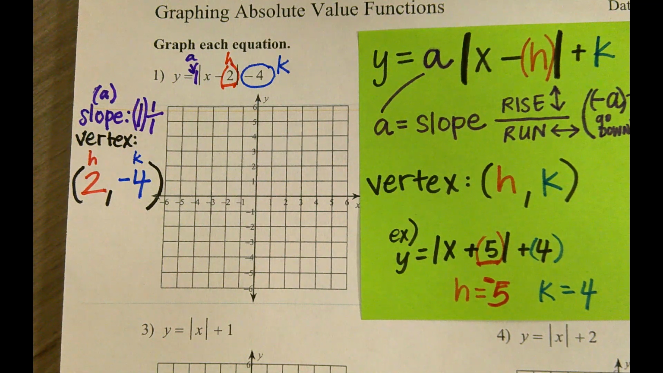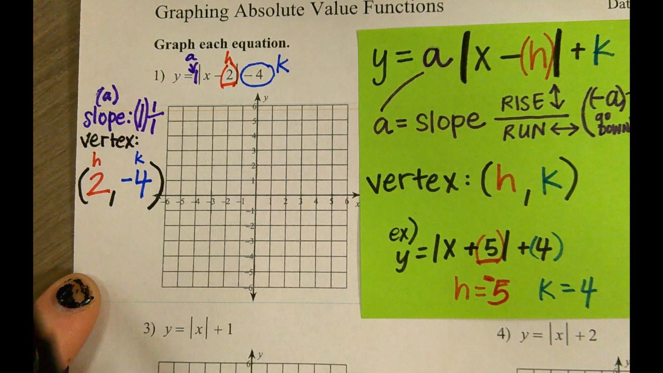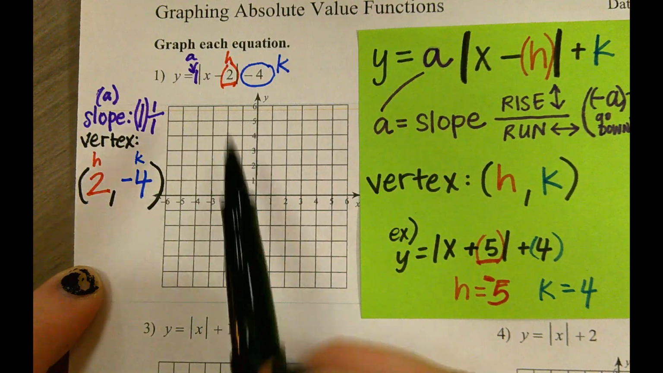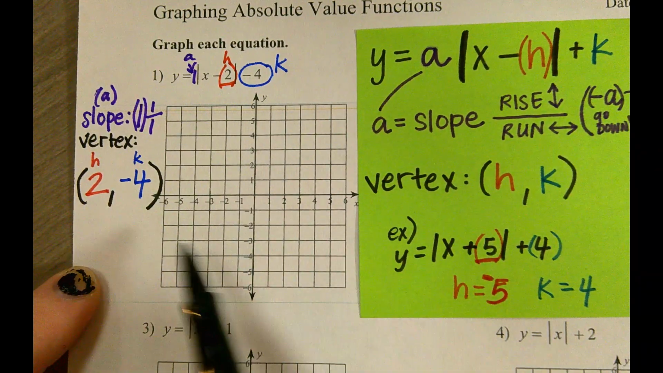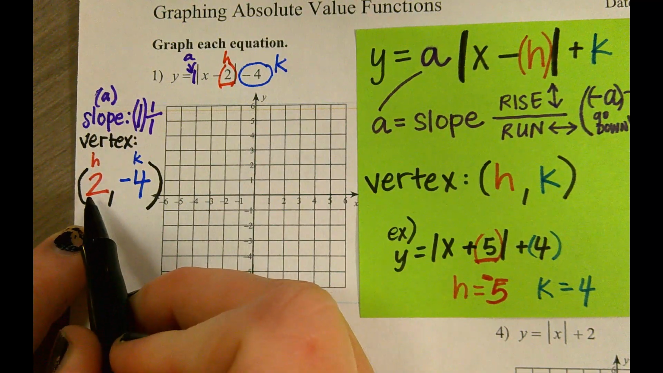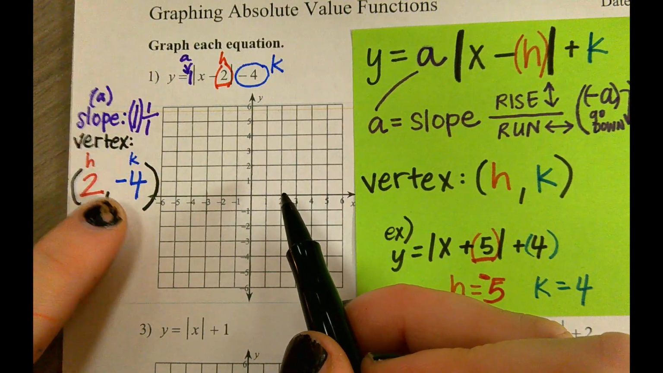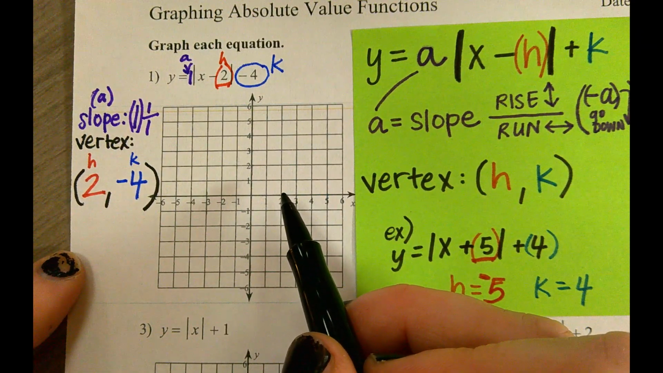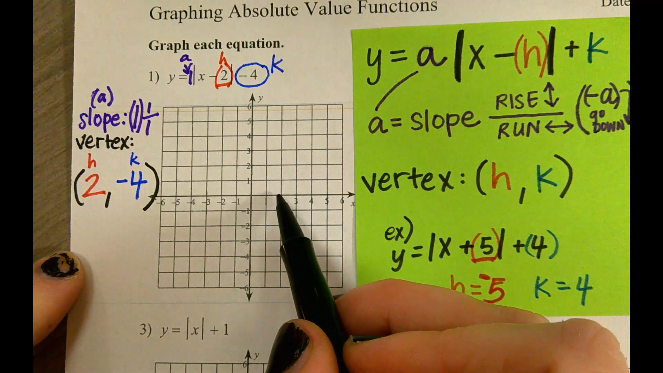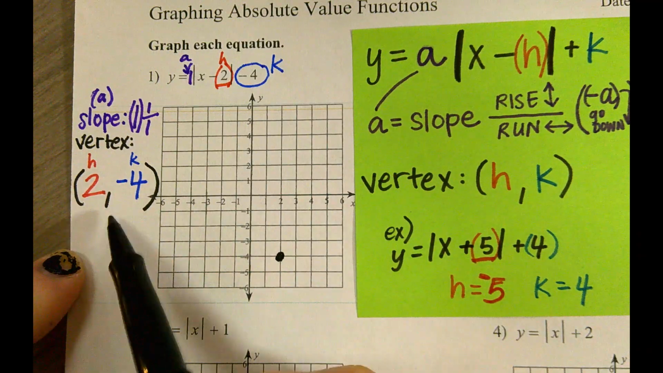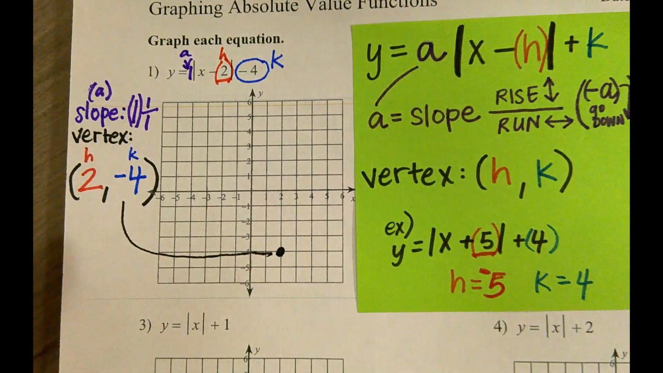Once we have this information, we're going to put a point where our vertex is. Remember, X comes first. Is the X-axis side to side or up and down? Side to side, X. So I'm looking for 2 on the X-axis, right here. -4 is my Y. So will I go up 4 or down 4? Down 4. So (2, -4). This is my vertex. Do we see how we got that? Okay.